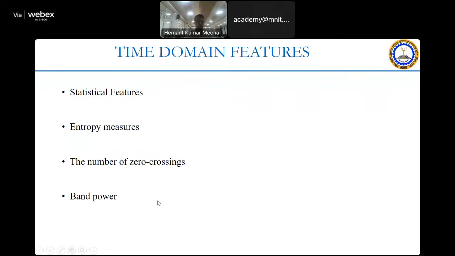So time domain features, right? We have basically divided the features into three parts: time domain, frequency domain, and time frequency. In the time domain features, see why the features are important. Features are important because you need to extract them from your signal. So: statistical features, entropy measure, the number of zero crossings. What is the number of zero crossings? It is basically the same as frequency. Band power. What is band power? Again, the alpha band, beta, gamma, theta.